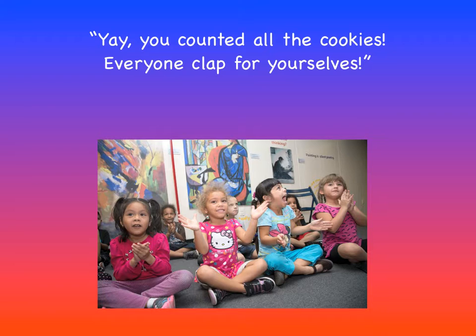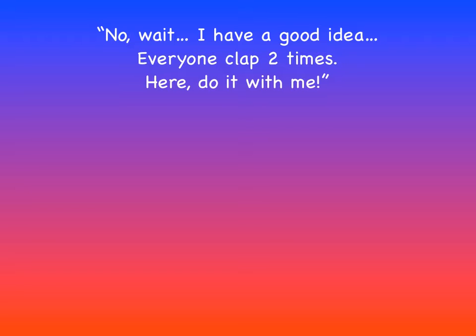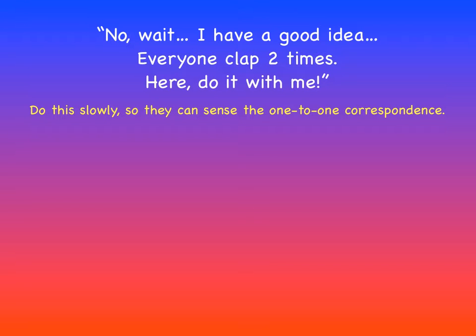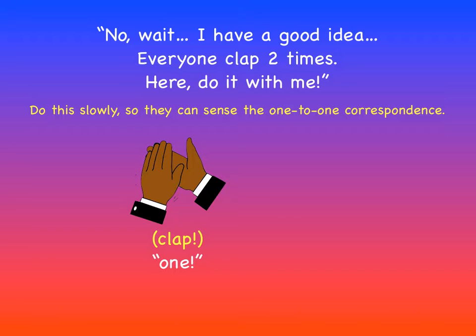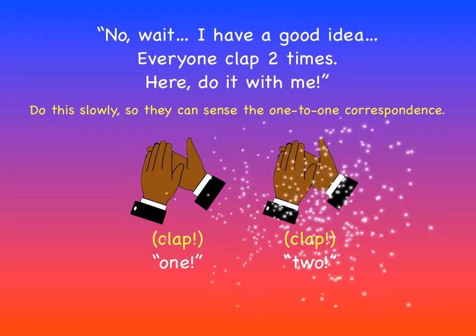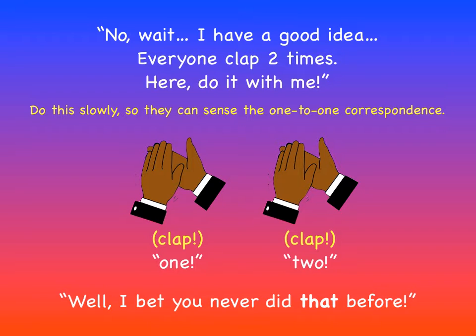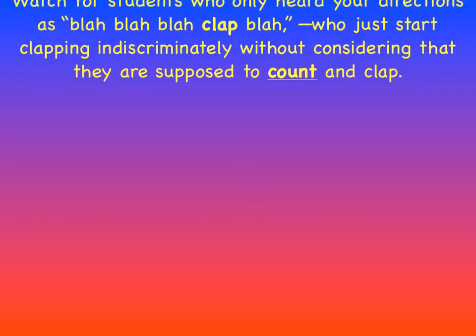Yay, you counted all the cookies. Everyone clap for yourselves. Yay. No, wait, I have a good idea. Everyone clap 2 times. Here, do it with me. Now do this slowly so they can sense the one-to-one correspondence. 1, 2. Well, I bet you never did that before.